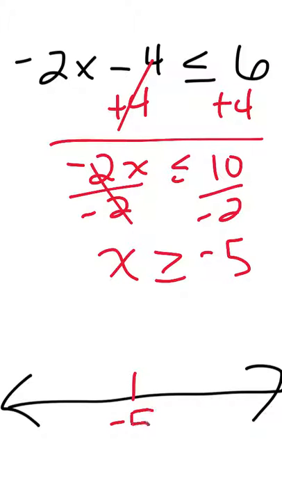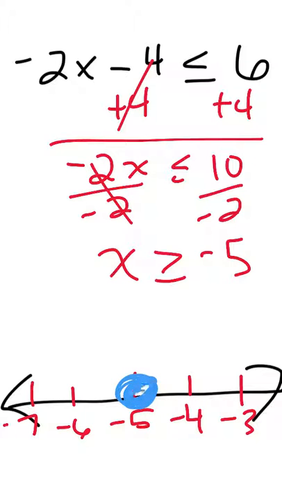So on our number line, we have negative 5 in the middle, and then negative 4, negative 3, and then negative 6 over here, and negative 7. And this time we're going to use a closed circle because it's greater than or equal to, it has that line underneath it, so we have to use a closed circle. And since x is greater than negative 5, we're going to shade to the right. We're going to shade the numbers bigger than negative 5.